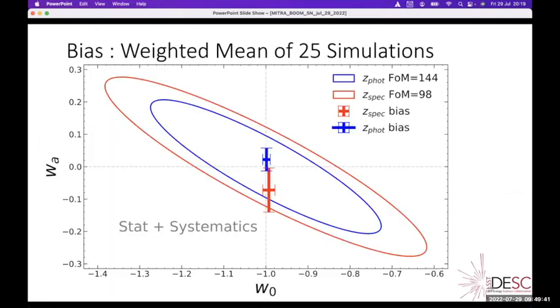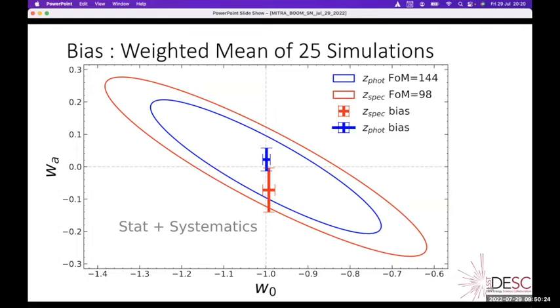I did mention, I don't remember if I mentioned, that we also did a weighted mean of 25 simulations, something my previous speaker spoke about, like I think 150. So we did a weighted mean of 25 simulations to get an understanding of the bias. The red cross and the blue cross that you see correspond to those weighted means on the dark energy plane. And as expected from the previous results, the red, which corresponds to the spectroscopy, has a bigger bias compared to the blue cross.